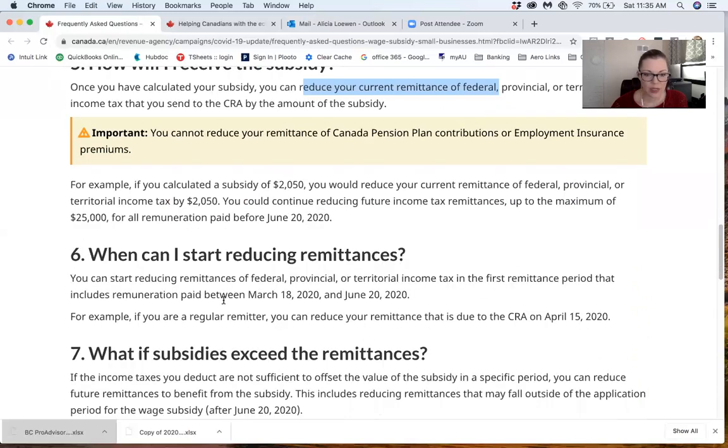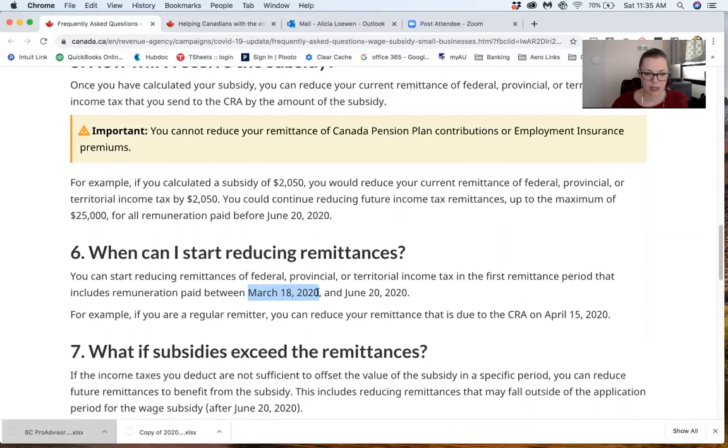When can I start reducing it? It is effective March 18th. So for the first remittance period, that would include that pay. If you had a payroll that was just this Friday, then you can include that pay period in the subsidy calculation.